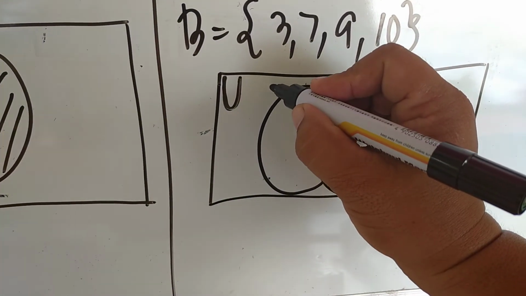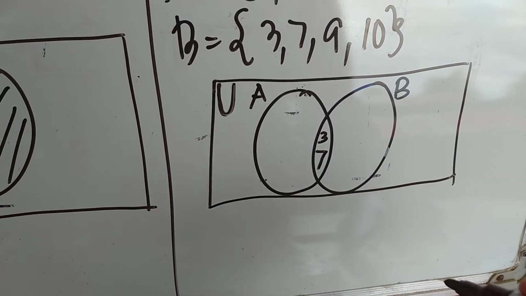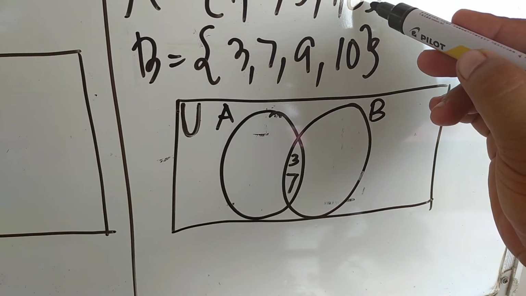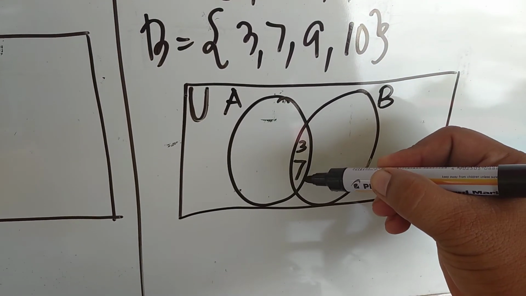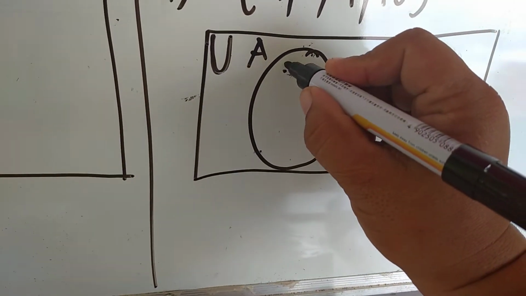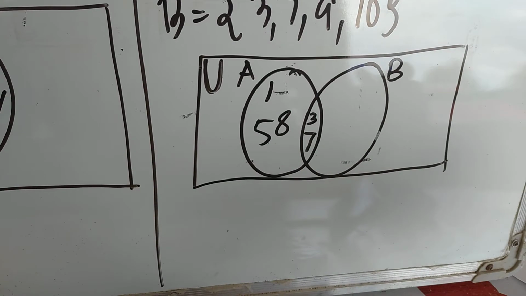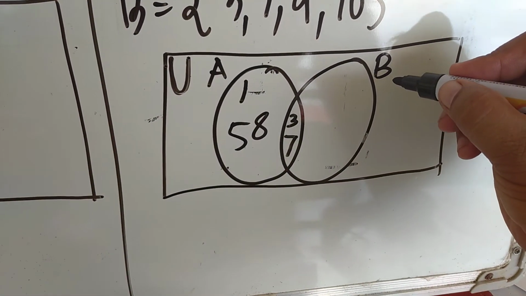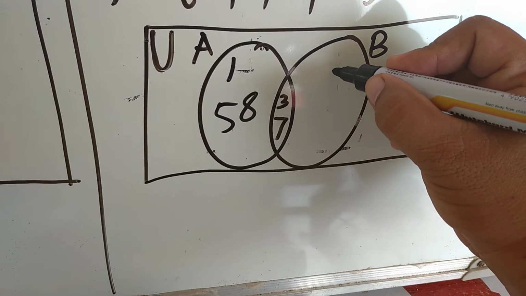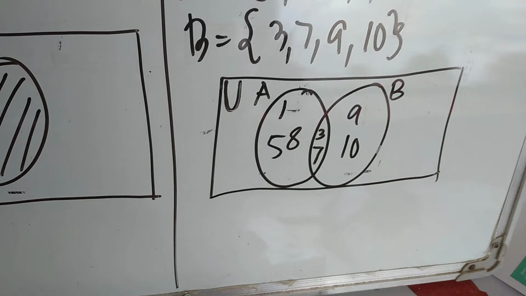Okay. So this is your set A and this is your set B. In set A, we have 1, 3, 5, 7, 8. So we have already 3 and 7. What's left are 1, 5, and 8. In set B, we have already 3, 7 here. So we have only 9 and 10. Okay.